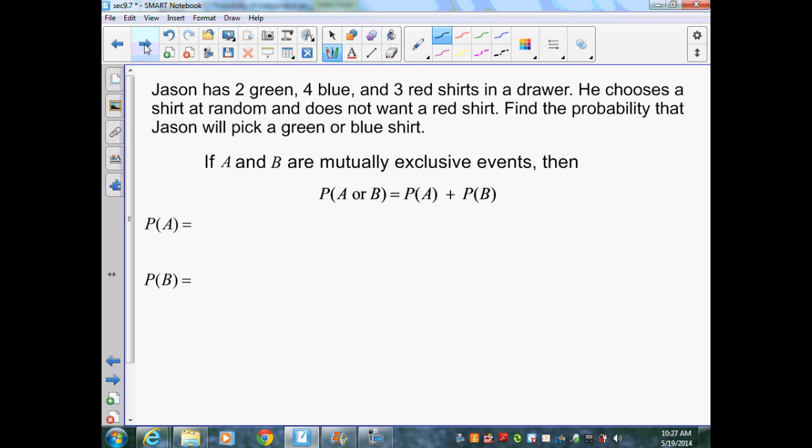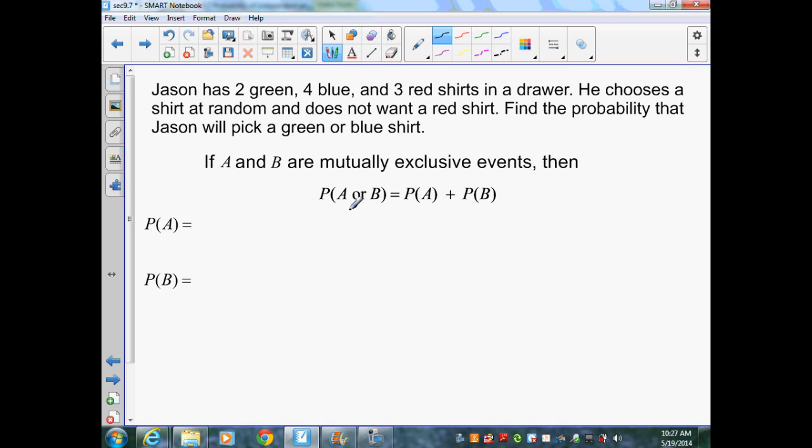Jason has 2 green, 4 blue, and 3 red shirts in a drawer. He chooses a shirt at random and does not want a red shirt. Find the probability that Jason will pick a green or a blue shirt. And here, if A and B are mutually exclusive events, then we're going to find the probability of A or B, which equals the probability of A plus the probability of B.